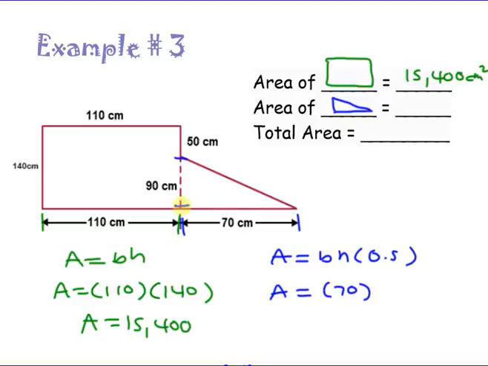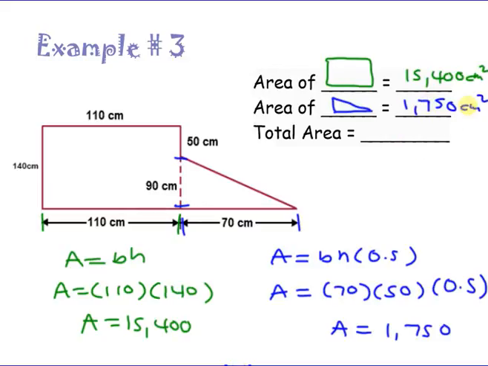And it's very specific. It gives me the height, because then it also says that this is an extra 50 times 0.5. So when I do 70 times 50 times 0.5, I get 1,750. Now, I'm going to add those two together to get my total area, which is going to be 17,150 centimeters squared.